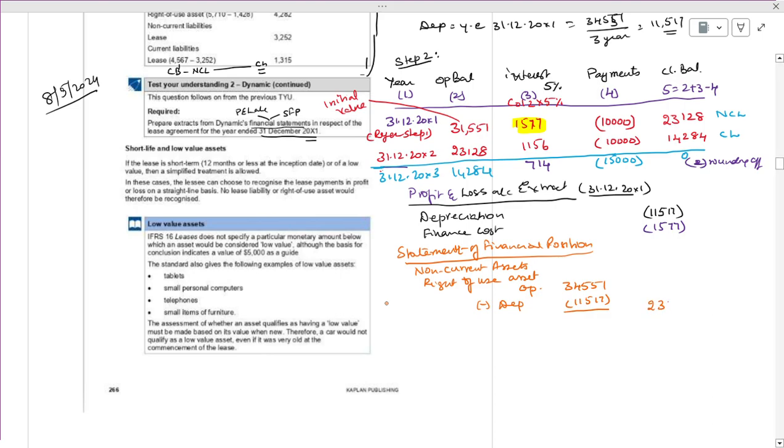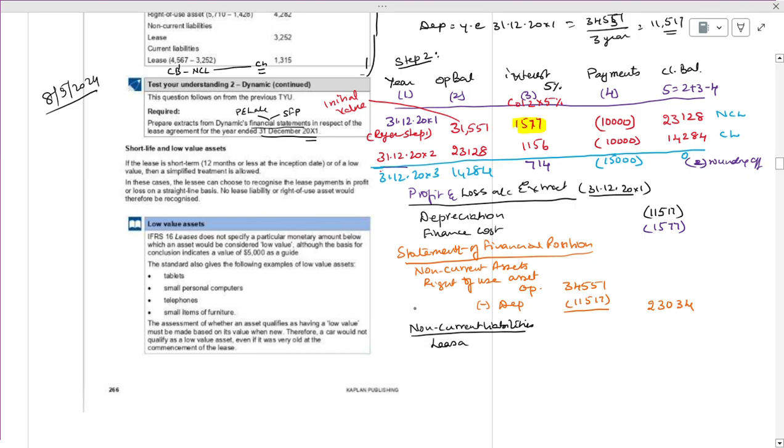23034. Okay. Now, any doubt anywhere, just ask me. That's very important. Next, non-current liabilities. You can write like that. Nothing will happen. We have done non-current liabilities. Lease is there. Is it lease?